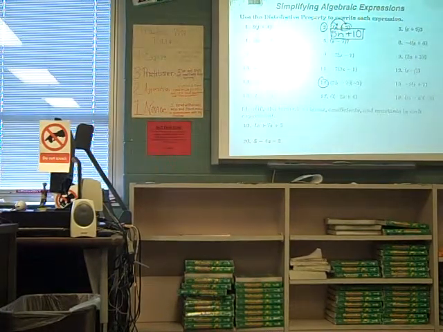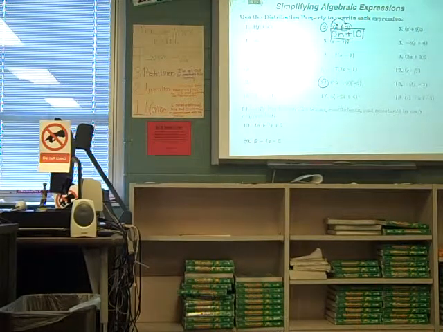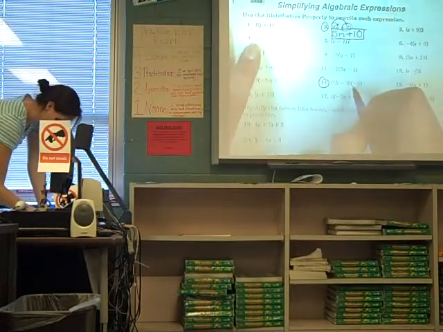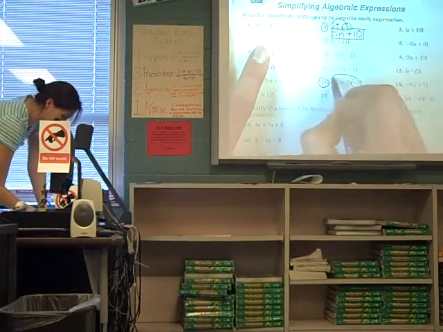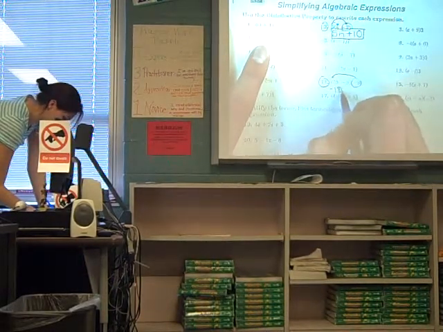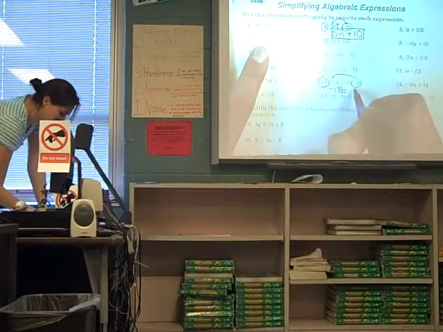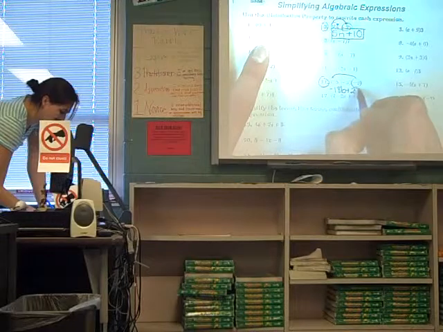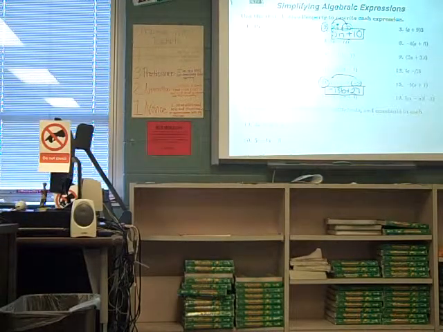Isaiah, walk me through number 14. So I did 9 times 2b first, which would be 18b. What kind of 18? Negative. Then what? And then I did 9 times 3, which would be a positive 27 because they're both negatives. Very good. So we should have negative 18b plus 27.